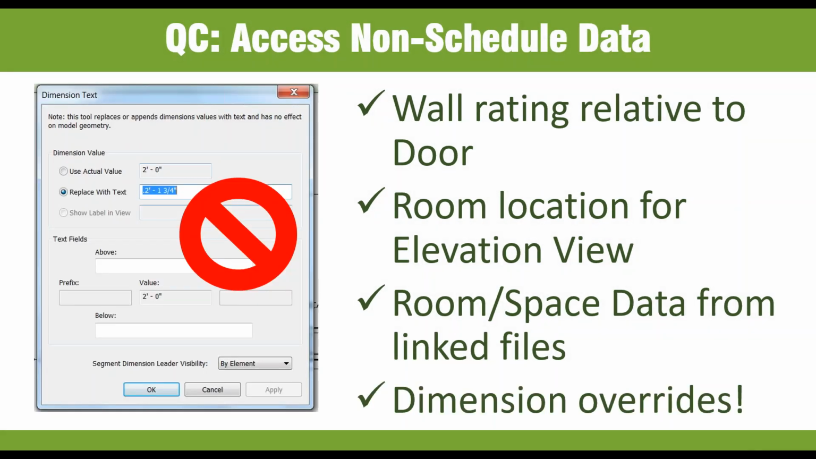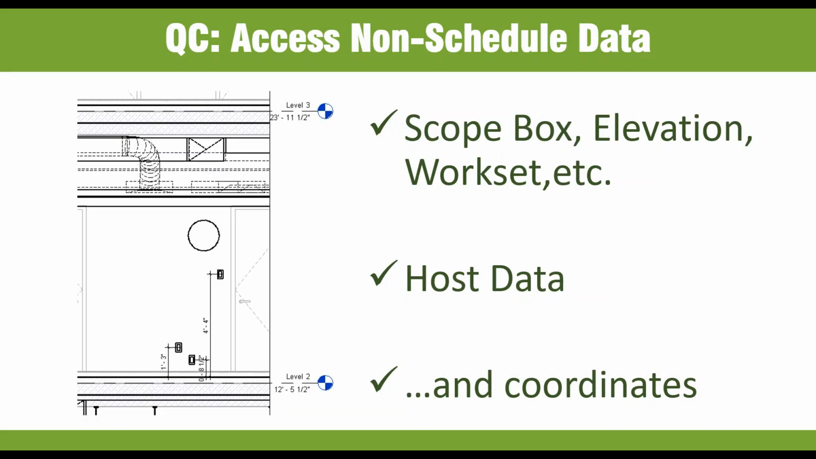Also, have dimensions been overridden? That's pretty amazing. We have the ability to also use BIMLink to report all the dimensions that have overrides. So if people are doing funny things like putting decimal points in front of dimensions to make the text different, BIMLink can report that information. And as I mentioned before, host data, elevation data, and of course, coordinate data as well.